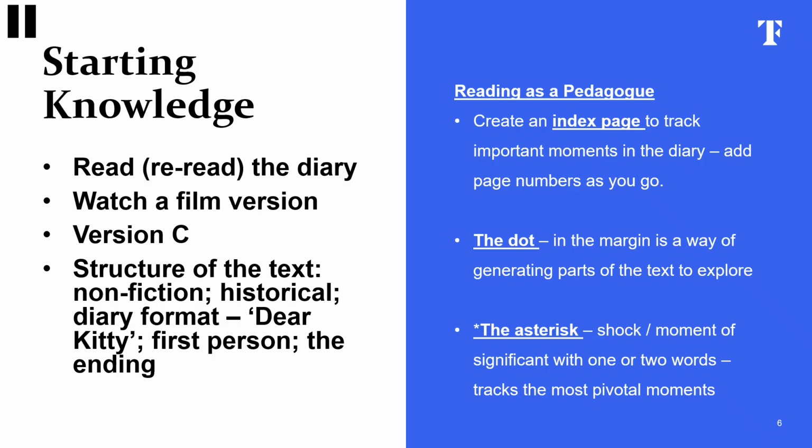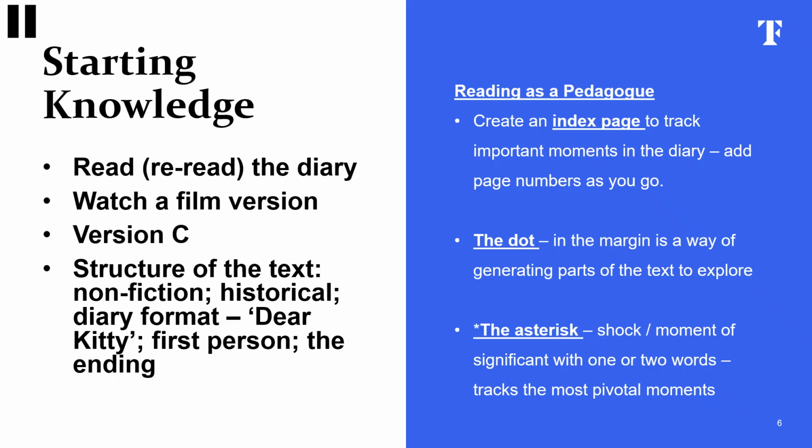Version C is a combination of versions A and B. It was edited by Anne's father, Otto Frank, after the war, when he was certain that his daughter was no longer alive. He chose to fulfill his daughter's wishes and published the diary. This version is the one readers across the world know as the Diary of Anne Frank, and it is likely this version that you will teach.